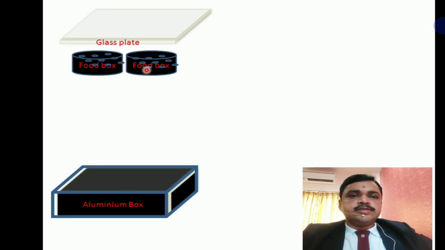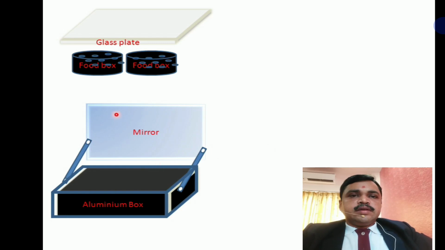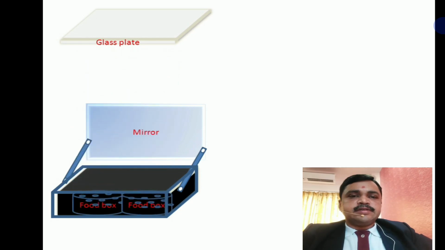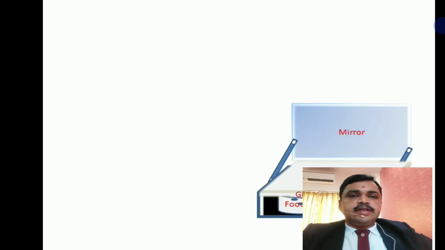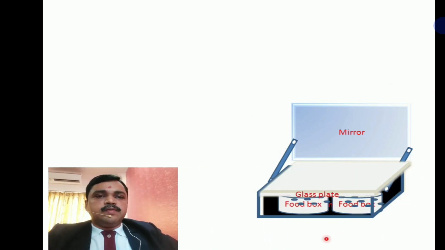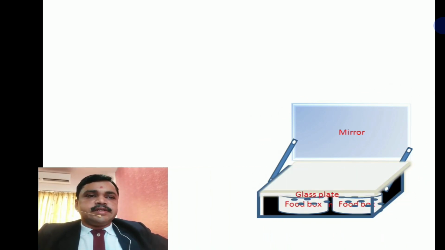In the wooden box, an aluminium box is fitted, with a blackened lining. The food box is put in this, and with the help of slides the reflecting mirror is arranged. In the food box we put the food, and then it is made airtight with the help of the glass plate.